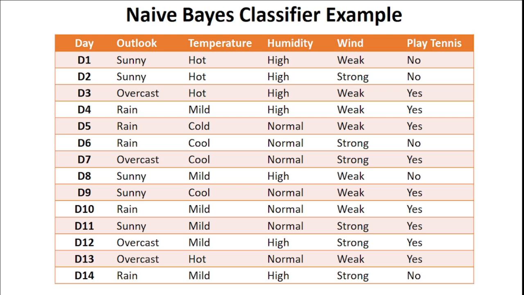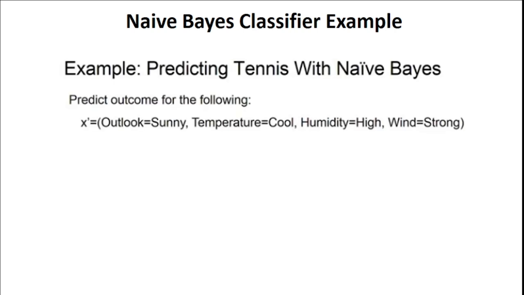For the tutorial problem in this case, I am going to consider 14 data points. The input features are outlook, temperature, humidity, and wind, and the output feature is play tennis or not. And we can get into the condition.